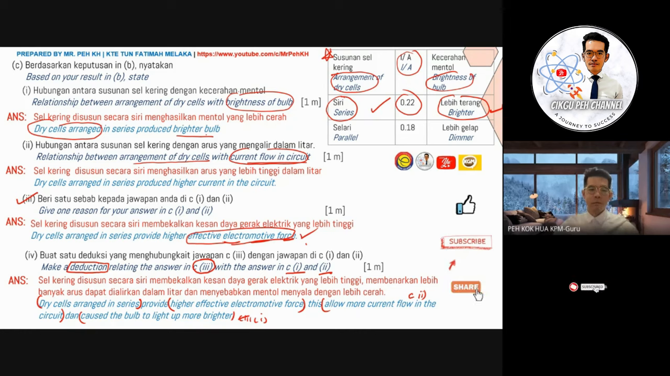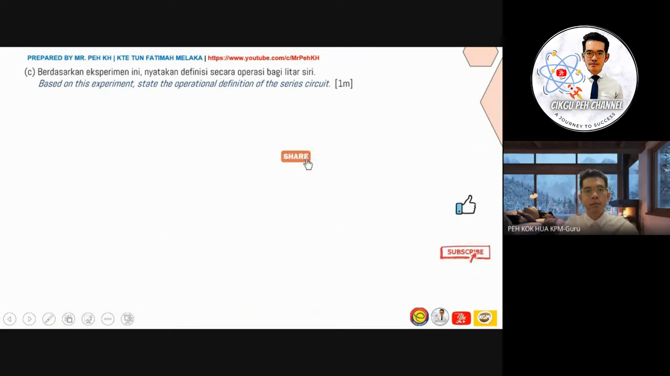Okay, so this is the reference answer for how we answer the deduction question here. Then the next will be the operational definition. Based on this experiment, state the operational definition of series circuit. The question asks you to give the operational definition for series circuits. How do we write the answer for an operational definition?